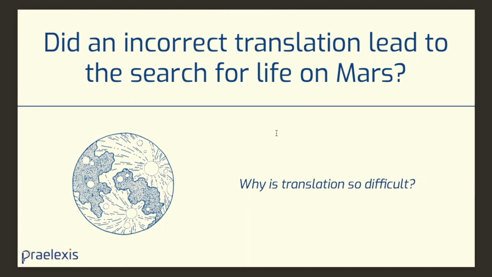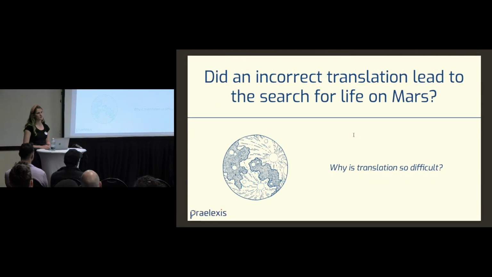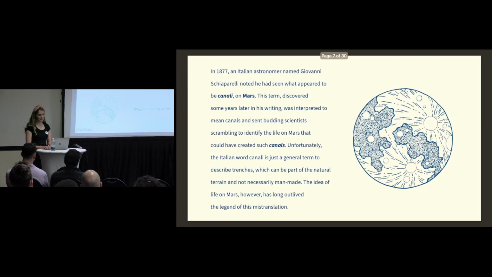To kick this off, just to highlight why translation is actually such a difficult problem, I want to start with a story about how mistranslation might have led to the initial search for life on Mars. In 1877, there was this astronomer, Giovanni, and he made observations in his notes about canali that he saw on Mars. His notes were later discovered and translated, and this word canali eventually got translated into canals.